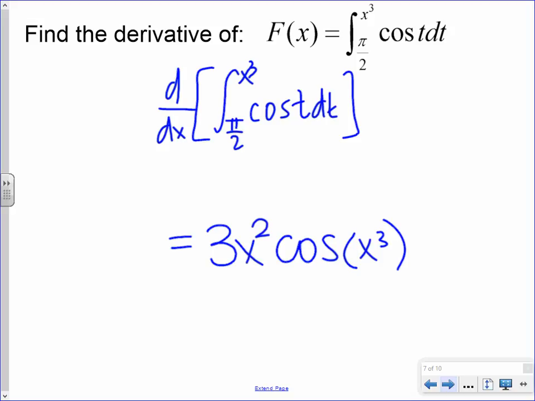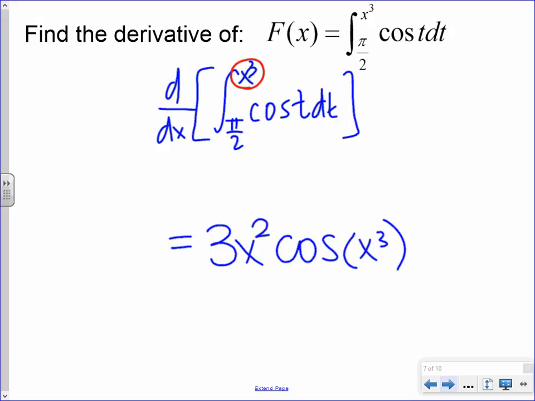Okay, the chain rule applies when you have something other than x as your limit of integration. It doesn't matter what's in here. What matters is if this isn't x, then we have to worry about the chain rule. So you will have book problems that deal with this second fundamental theorem of calculus. And we're going to do a little bit more with it tomorrow when we talk about graphs and accumulation.